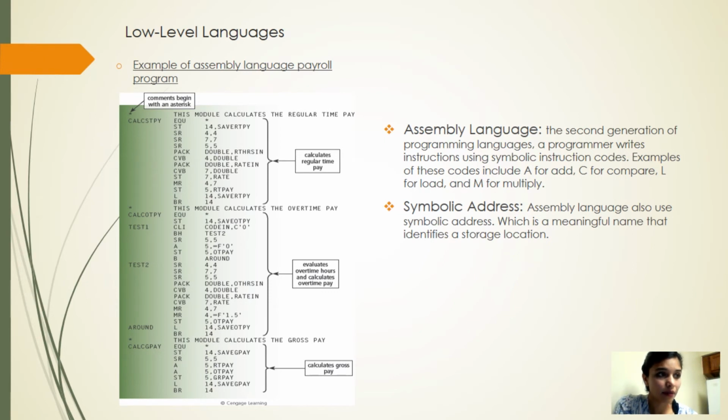The assembly language is the second generation of programming languages. A programmer writes instructions using symbolic instruction codes, and the symbolic address is assembly language. It also uses symbolic addresses, which is a meaningful name that identifies a storage location.